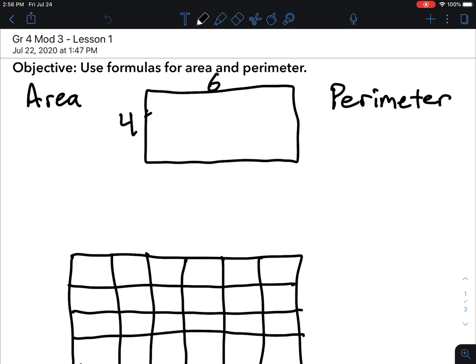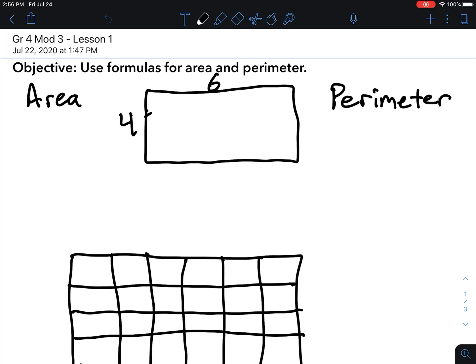Objective for this lesson is to use formulas for area and perimeter. So we want to talk about what area is and what perimeter is first, and then we'll talk about how to find the area and perimeter of rectangles.